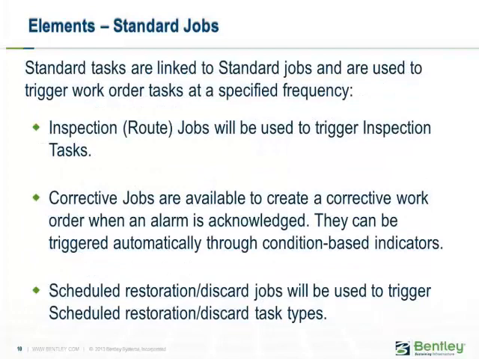Standard jobs. Standard jobs are used to trigger work order tasks at a specified frequency. For example, inspection jobs will be used to trigger inspection tasks. Corrective jobs are available to create corrective work orders when an alarm condition is acknowledged. They can be triggered automatically through condition-based indicators. Scheduled and restoration jobs will be used to trigger scheduled or restoration/discard task types.